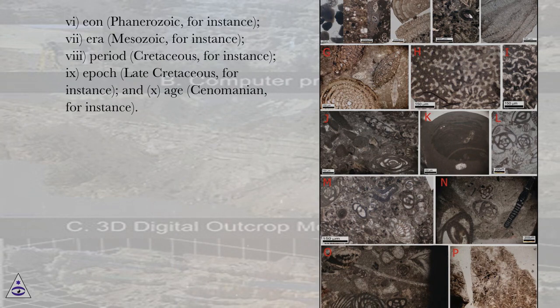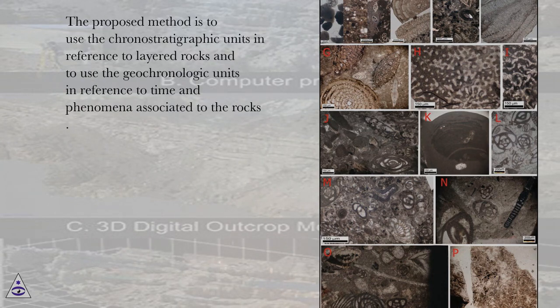6. Eon, Phanerozoic, for instance; 7. Era, Mesozoic, for instance; 8. Period, Cretaceous, for instance; 9. Epoch, Late Cretaceous, for instance; and 10. Age, Cenomanian, for instance. The proposed method is to use the chronostratigraphic units in reference to layered rocks and to use the geochronologic units in reference to time and phenomena associated to the rocks.